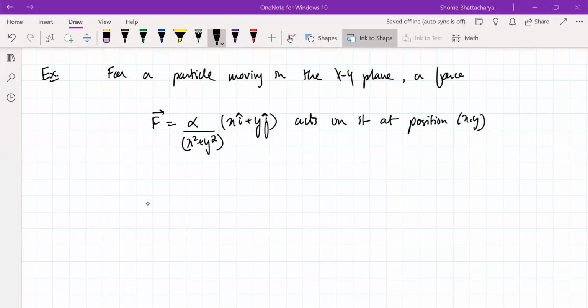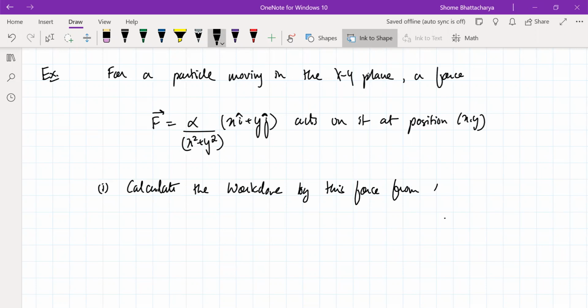Yeah, so this type of force acts on it at a position xy. Okay, so first of all, calculate the work done by this force from, let's say, position A.